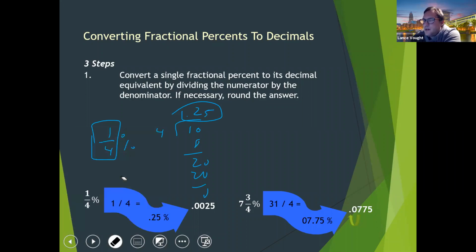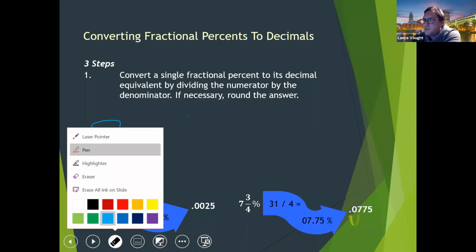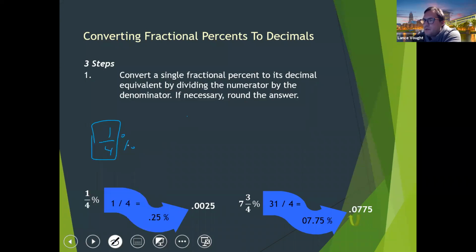But that's not the entirety of the answer because that's still a percentage. So if you have 1/4 of a percent, which is a really small number, you have 0.25%. You still have to convert it back to a decimal, so you have to add 2 decimal places to the left, and you're left with 0.0025.